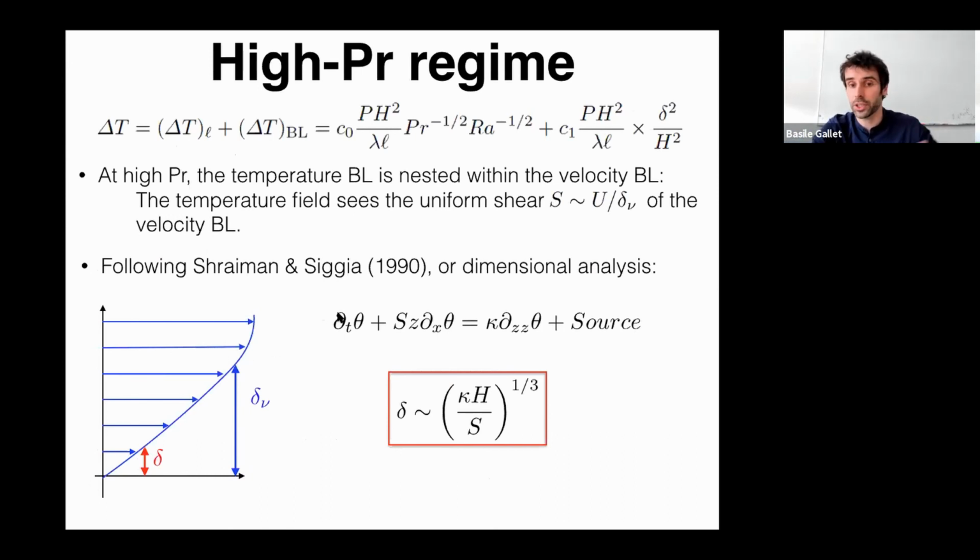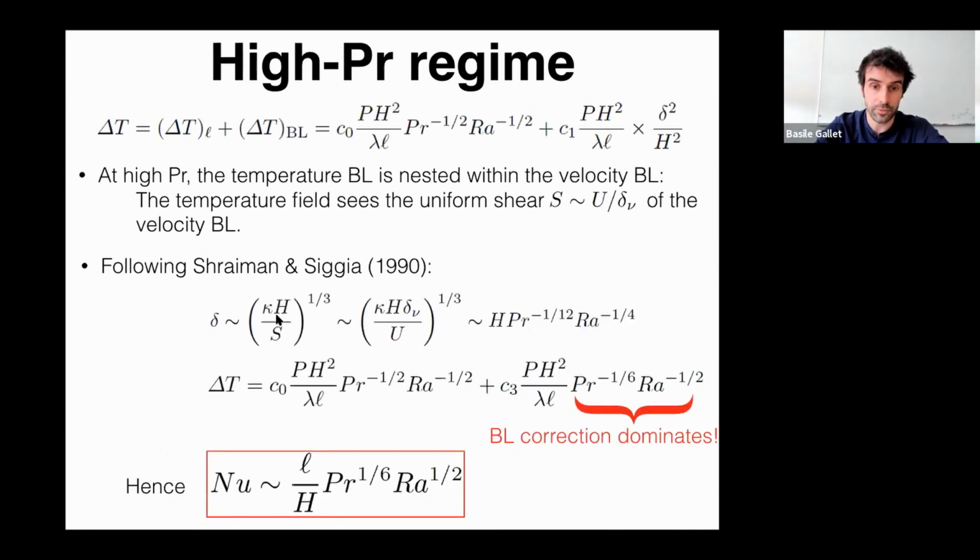And if you look at the temperature equation in this uniform shear flow, you get a different scaling for the boundary layer of the temperature field. Okay, and it scales like the inverse shear to the power 1/3. You can replace using the value of the shear associated with the velocity boundary layer, and you get a scaling for the boundary layer thickness in terms of Prandtl and Rayleigh.